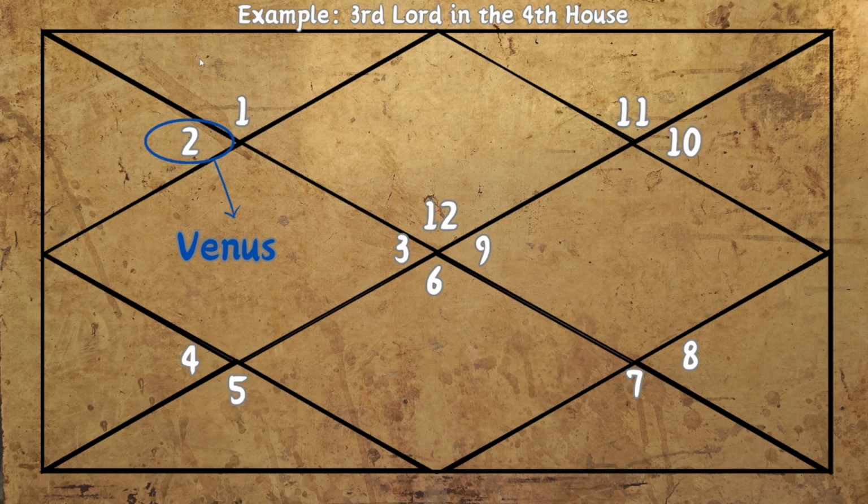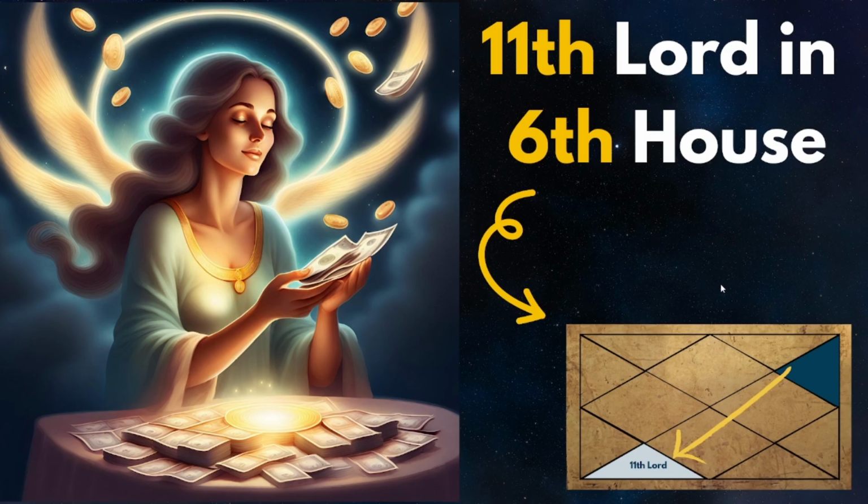But where is Venus placed? Venus is placed in the fourth house of the birth chart. So this is how you will conclude that the third lord is in the fourth house. Let us proceed with today's topic of the 11th lord placed in the 6th house.